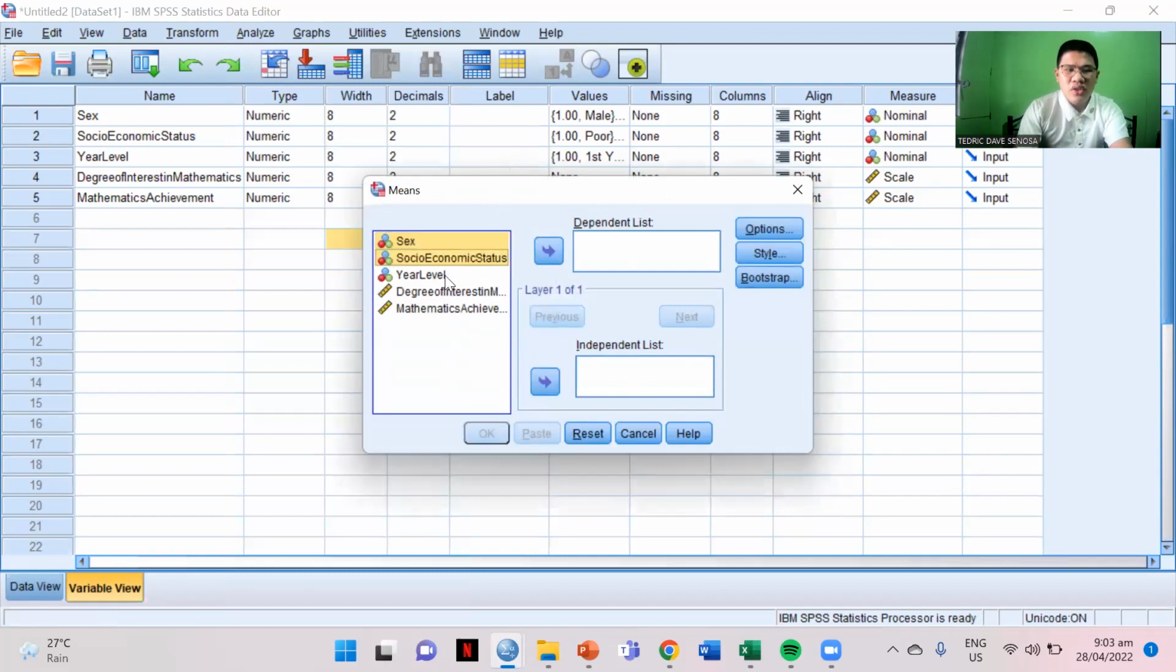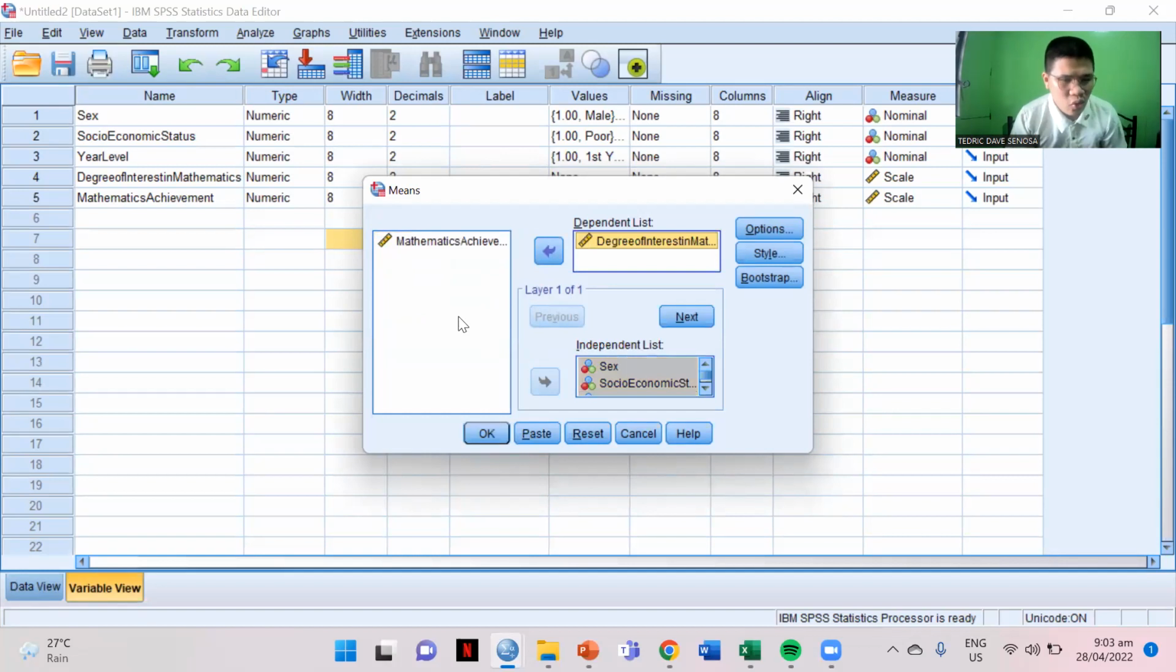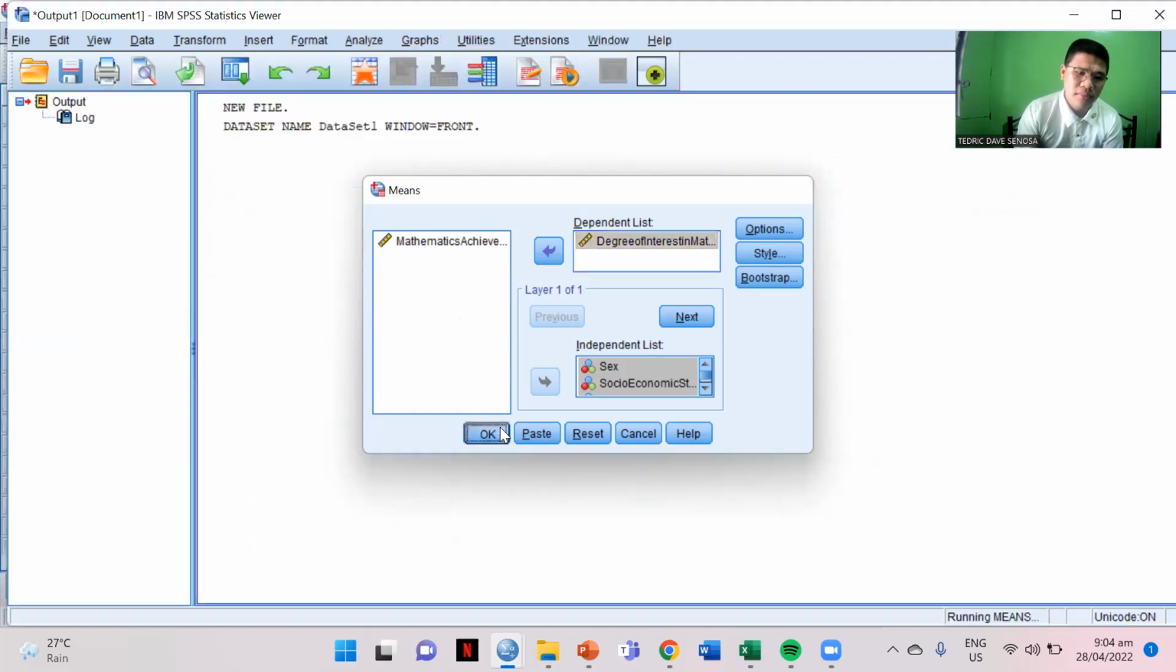So you control your sex, socioeconomic status, and year level. You put it in your independent list because that's an independent variable in your paradigm. And of course, the dependent list would be the degree of interest in mathematics. Why is that so? Because this is the question that we need to answer in our research question number 1. If you remember, what is the degree of interest in mathematics as taken as a whole and when grouped according to sex, socioeconomic status, and year level? And then you click OK here.